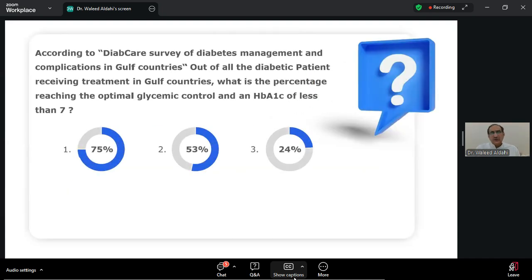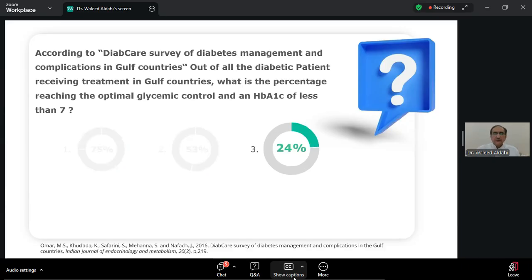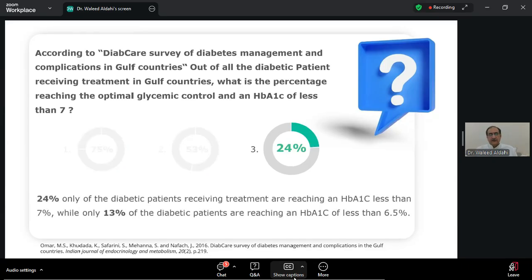So this is just a question for you to think about, and then I'll give you the answer. According to the Diabetes Care Survey, diabetes management and complications in the Gulf countries, out of all diabetic patients receiving treatment in the Gulf, what is the percentage reaching optimal HbA1c? And I'm sure maybe you saw this before, it's 24% only of diabetics achieving treatment and reaching HbA1c of less than 7, while only 13% of diabetic patients are reaching HbA1c less than 6.5. So we're still not doing very well.